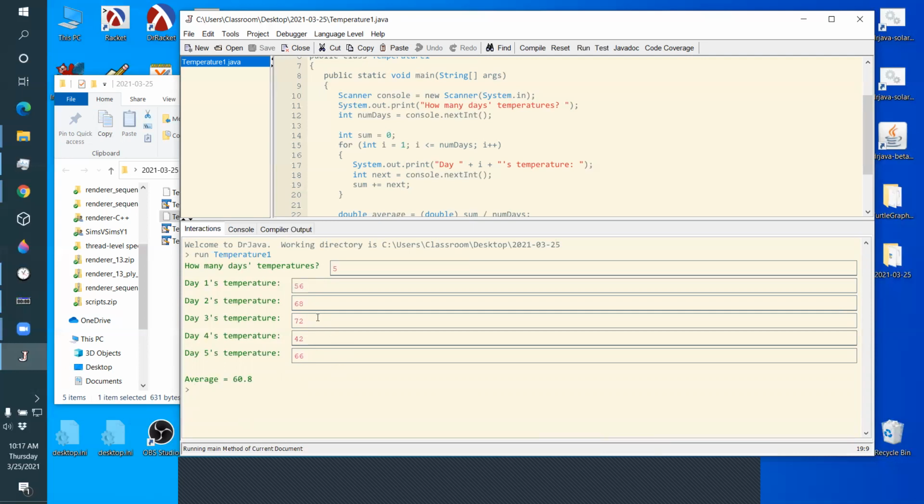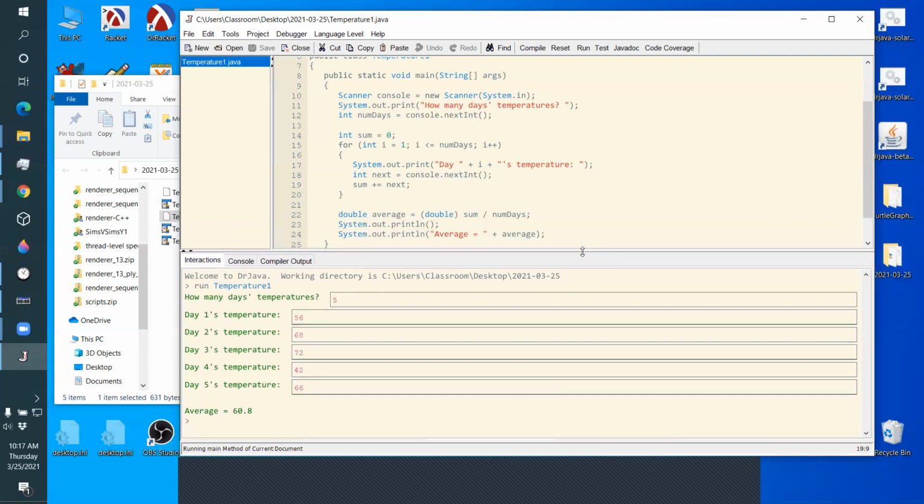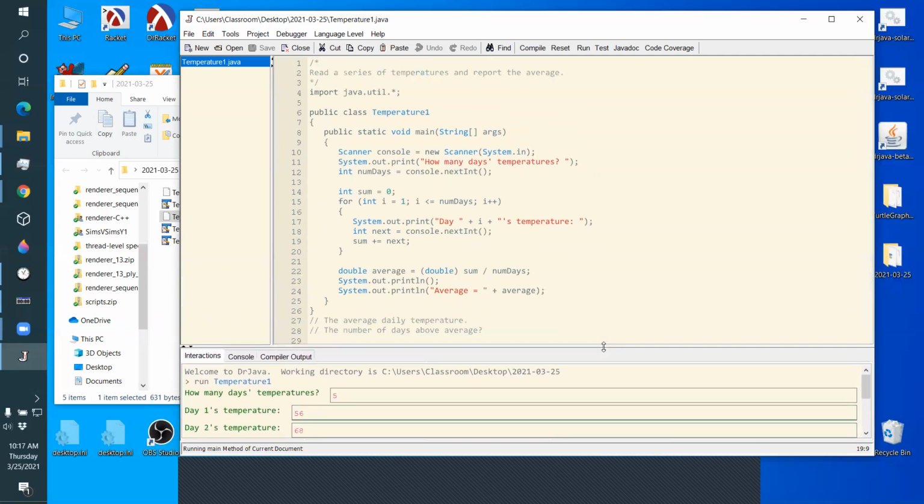Well, let's see. Was it 1, 2? Oh, never mind. Not 4, 3 of them. Okay, 3 of them, yeah. Now, what's the difficulty here? Now I want my program to tell me how many days are above average. What does my program need to do? It needs to count the days that are above average. How? That's what we want to do. How do we count the days that are above average?